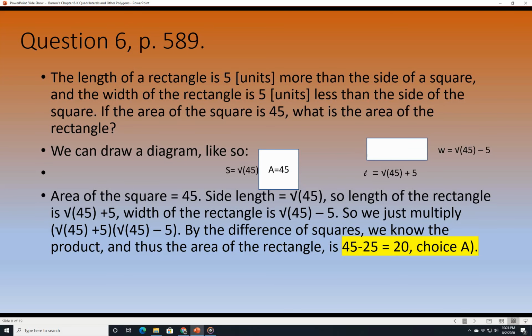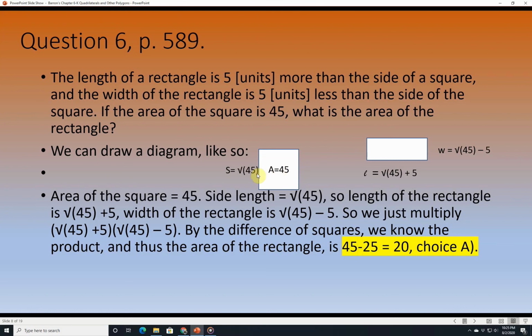Question 6, page 589. The length of a rectangle is 5 units more than the side of a square. They just say 5 more, so fine. When you see it's 5 with no unit specified, just say unit, unspecified unit, whatever. And the width of the rectangle is 5 units less than the side of the square. So if the area of the square is 45, what's the area of the rectangle? We can draw a diagram like so. Again, just drawing a square really quickly, saying area is 45.